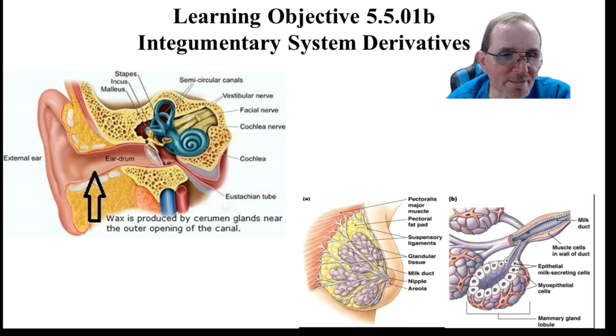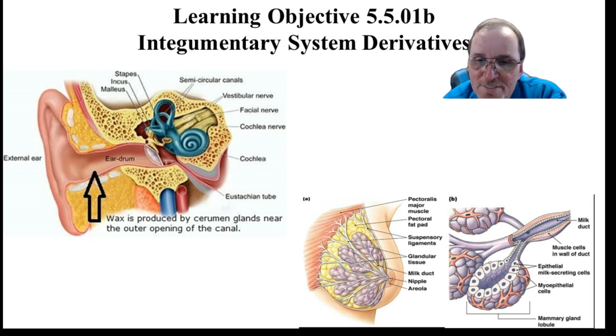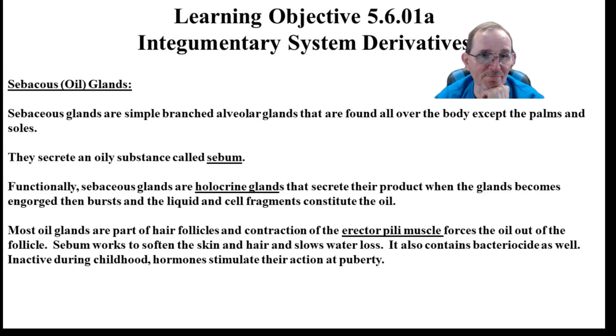Wax is produced by the outer ear opening, and again, it's just to protect the inside of the ear from insects or other things. And there are the epithelial cells, the myoepithelial cells. Those are the milk ducts. We're going to talk a lot more about this in A&P2, so we're really not going to go into a lot of detail on it at this point in time.